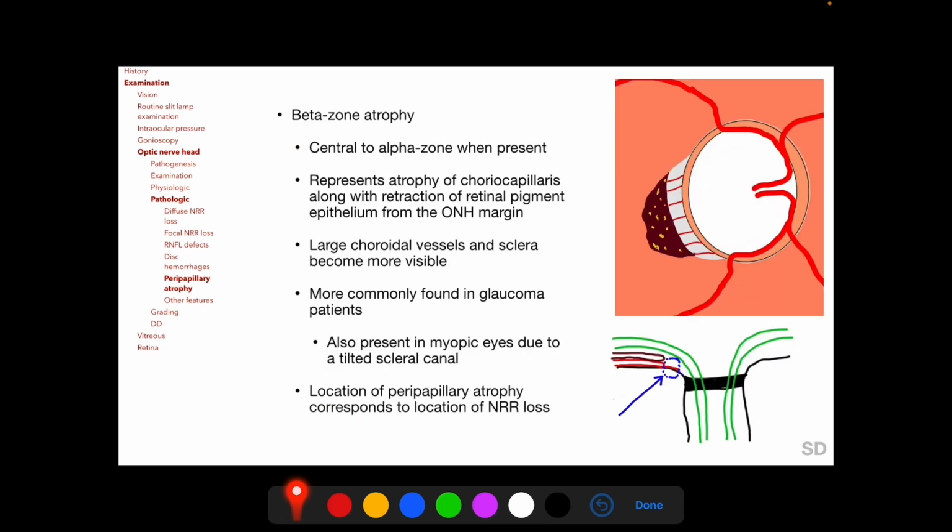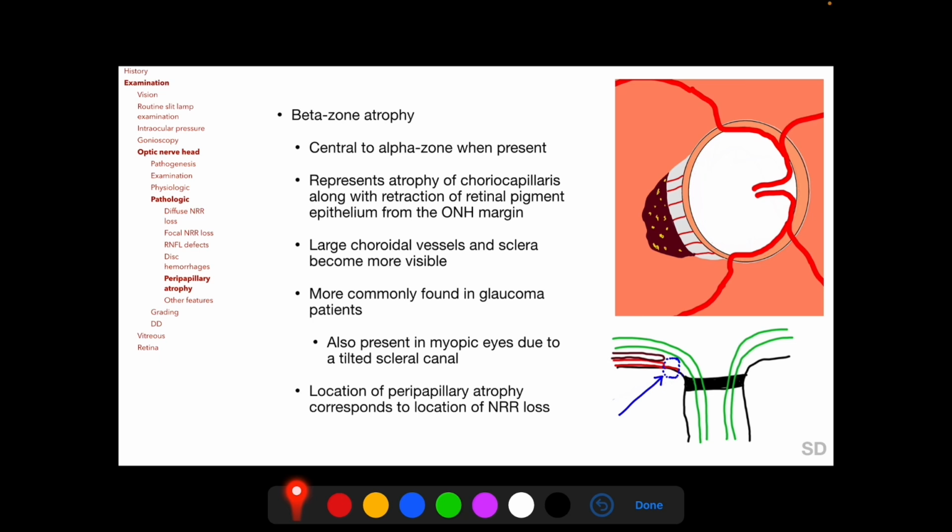Beta zone atrophy, as represented by this area in this diagram, when present lies central to the alpha zone. So this is the beta zone which lies central to the alpha zone. Beta zone atrophy represents atrophy of the choriocapillaries along with retraction of the retinal pigment epithelium from the margin of the optic nerve head. This diagram shows the retraction of the retinal pigment epithelium from the optic nerve head margin and atrophy of the choriocapillaries near the optic nerve head margin.